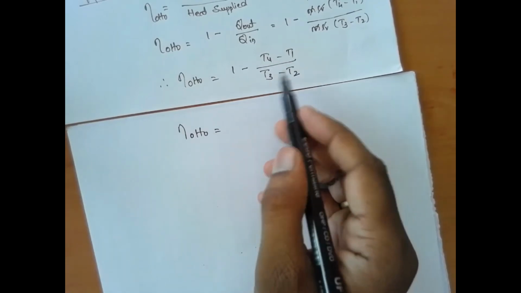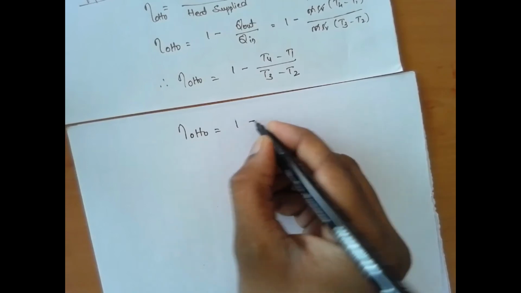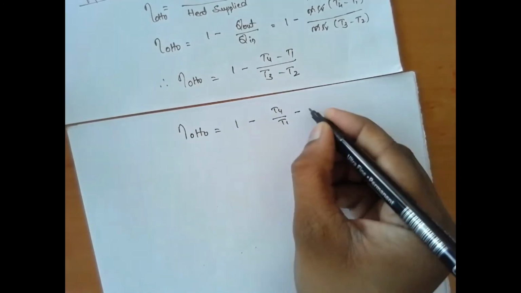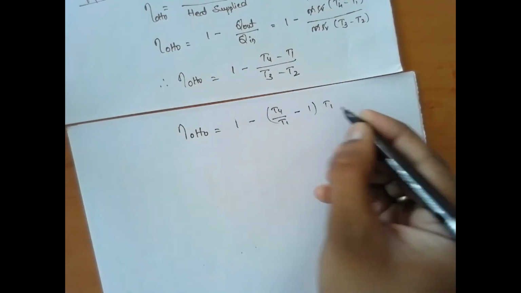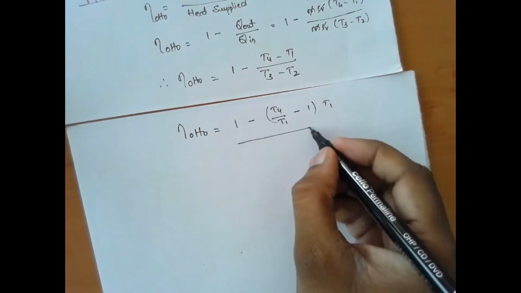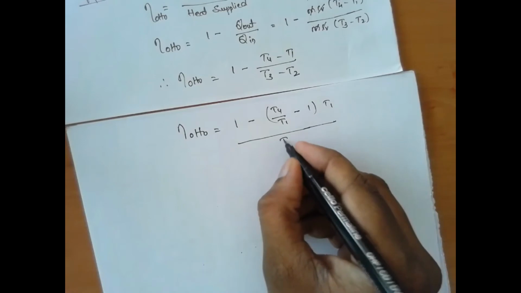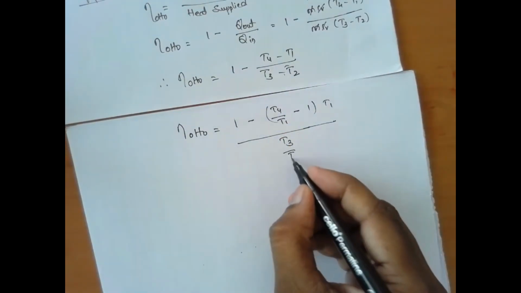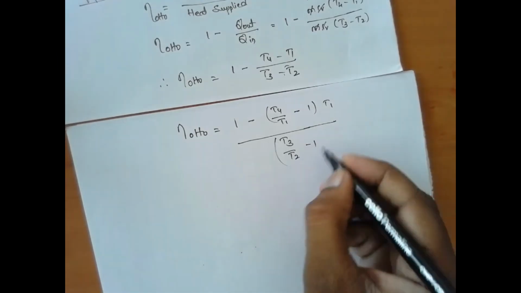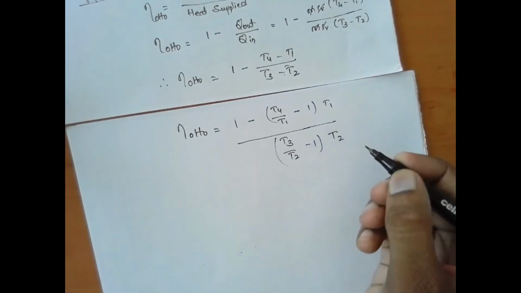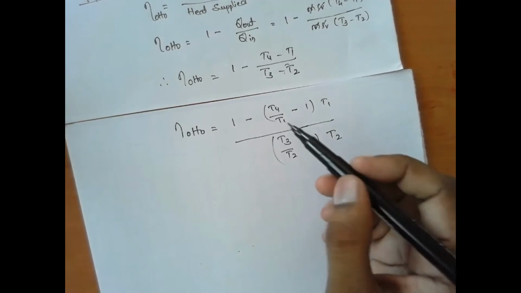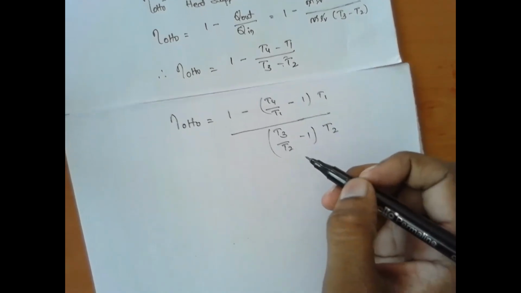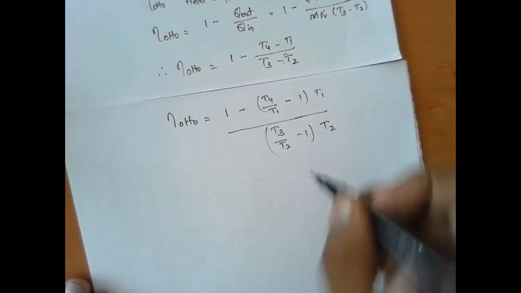You can take T1 out, that is (T4 divided by T1 minus 1) into T1, then divided by T3. Here I can take T2 out, so that is (T3 by T2 minus 1) into T2. So we shall see the expression for T4 by T1 as well as T3 by T2. So we shall look into the first equation.